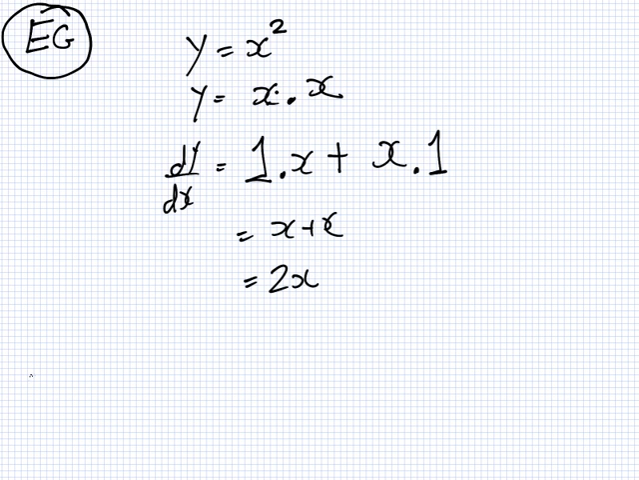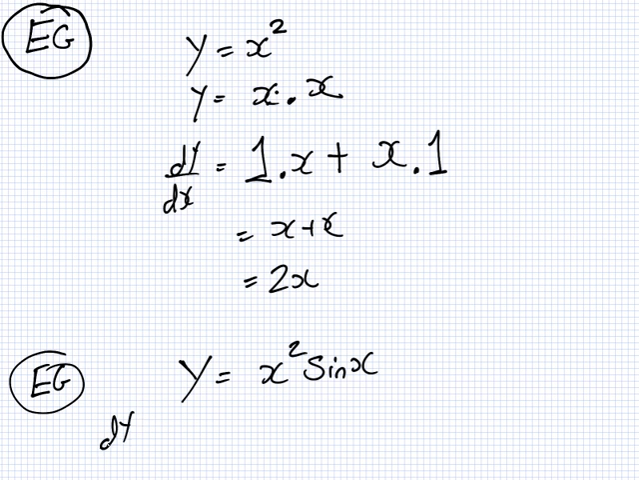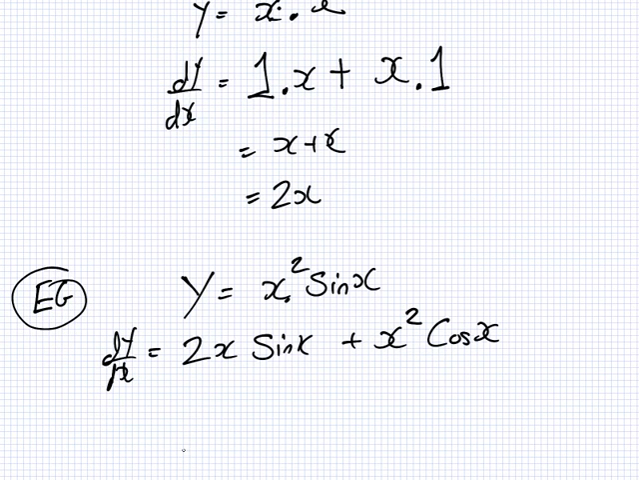So let's try it on something that's new. Let's try it on something like, the original problem we had, x squared sine x. According to the rule, we differentiate the first term, which is 2x, keeping the second term the same, and then we keep the first term the same and differentiate the second. And that's it. The only thing you can do is take out x, I guess.